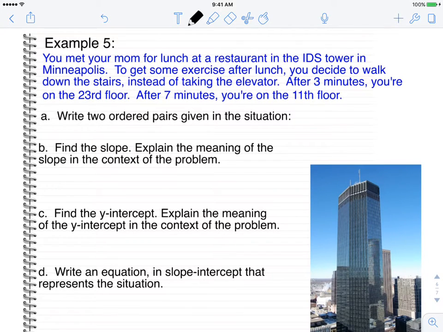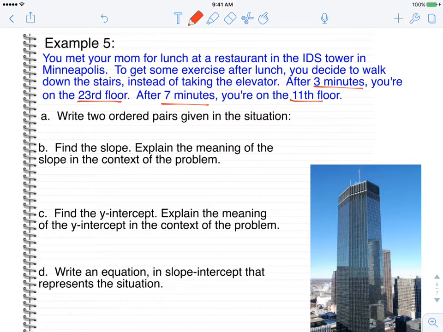So let's take a look at a real world situation. You met your mom for lunch at a restaurant in the IDS Tower in Minneapolis. To get some exercise after lunch, you decide to walk down the stairs instead of taking the elevator. After 3 minutes, you're on the 23rd floor. After 7 minutes, you're on the 11th floor. Write two ordered pairs given the situation. So we're going to do some underlining.